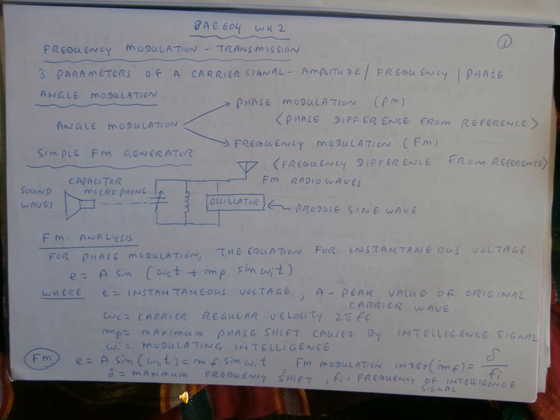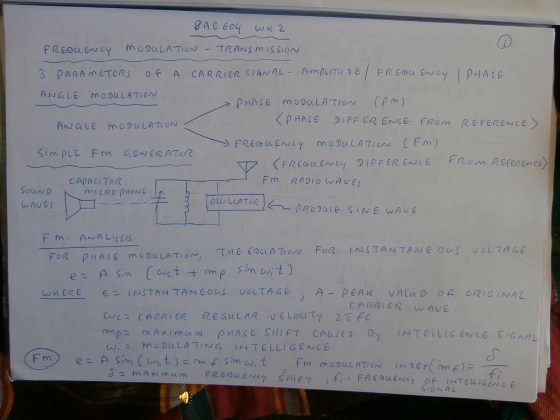For the FM analysis of phase modulation, the equation for the instantaneous voltage is e = A sin(ωc t + mp sin ωi t). Here e is the instantaneous voltage, A is the peak value of the original carrier wave, ωc is the carrier angular frequency 2πfc, and mp is the maximum phase shift caused by the intelligence signal, the modulating intelligence.